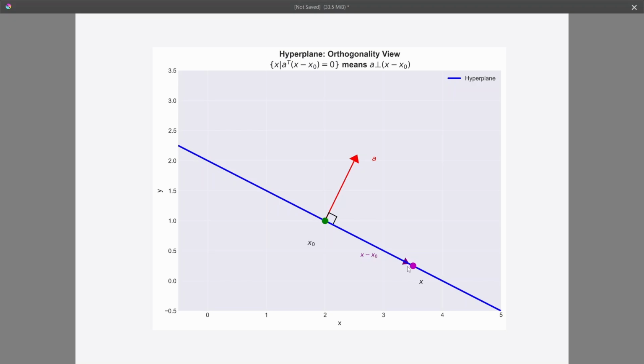And so what that means geometrically is that A is perpendicular to the difference between x and x0. So we can see in this picture that we have x0 here and x. So take the difference, that's simply just this vector here, and indeed A is perpendicular to that vector. So the hyperplane, therefore, is simply all such vectors that are formed from x minus x0, which is perpendicular to A.